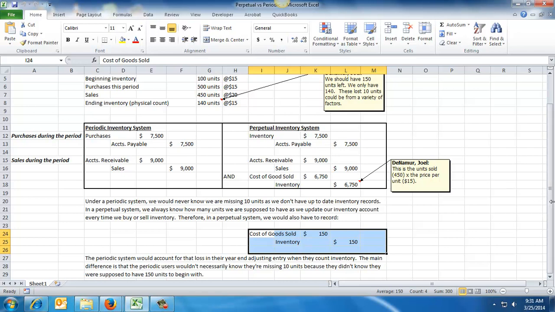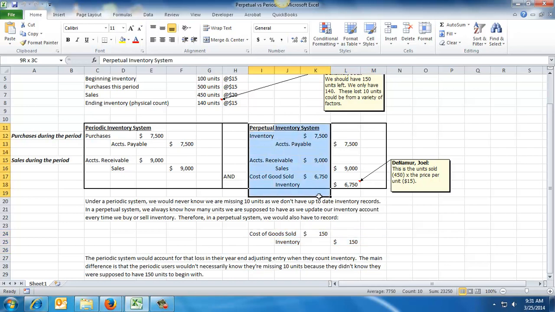In a periodic system, again, we really wouldn't know that we lost 10 units, but we would still account for that loss at the year end when we record an adjusting entry and we count that we only have 140 units. Those lost 10 units will be buried in our cost of goods sold, but we really won't specifically know that we're missing 10 units. So that's definitely an advantage of using the perpetual system over the periodic system.